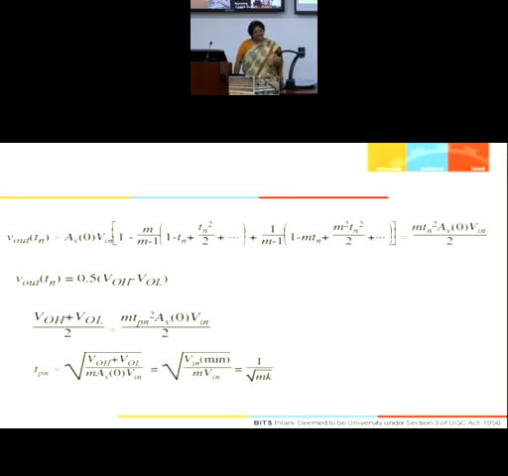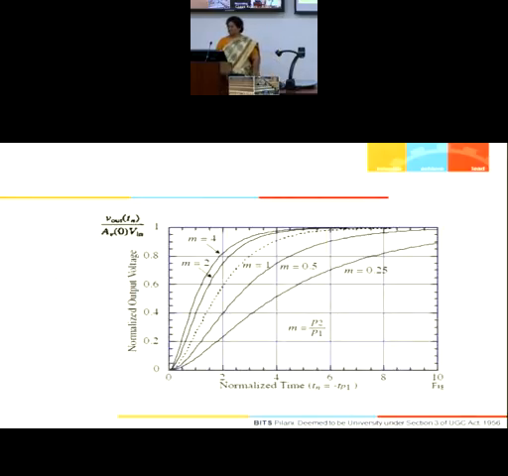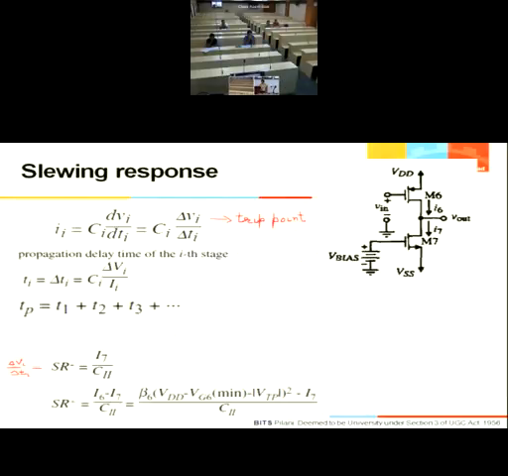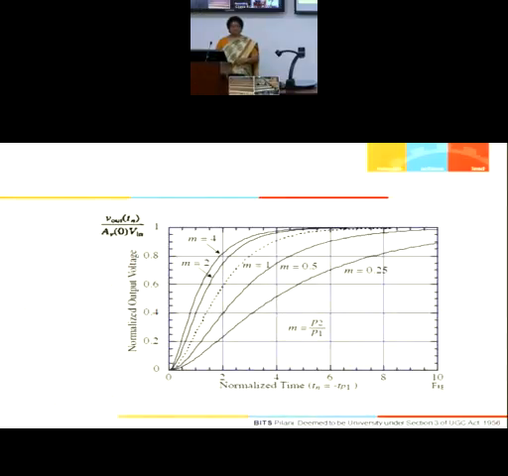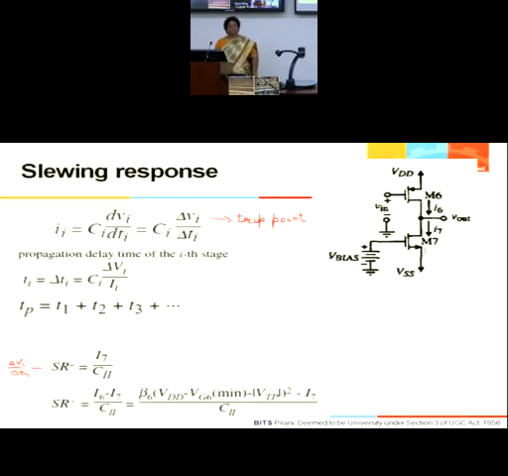Now the analysis will change when the two poles are different, that is, P1 is not the same as P2. Okay, so the bell has gone. Before starting the new topic, the slewing response for a two-pole system, we'll start it next time.